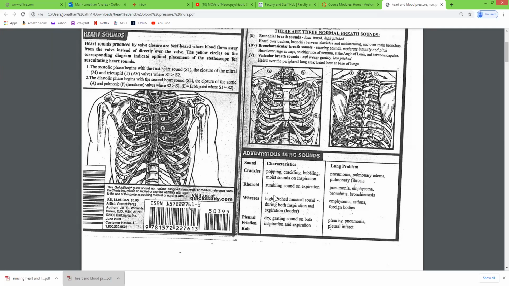Wheezing, a high-pitched musical type sound. It's almost like it's whistling during both inspiration and expiration. Okay, this can indicate a foreign body, something that's stuck in their throat or the lung, emphysema or asthma.